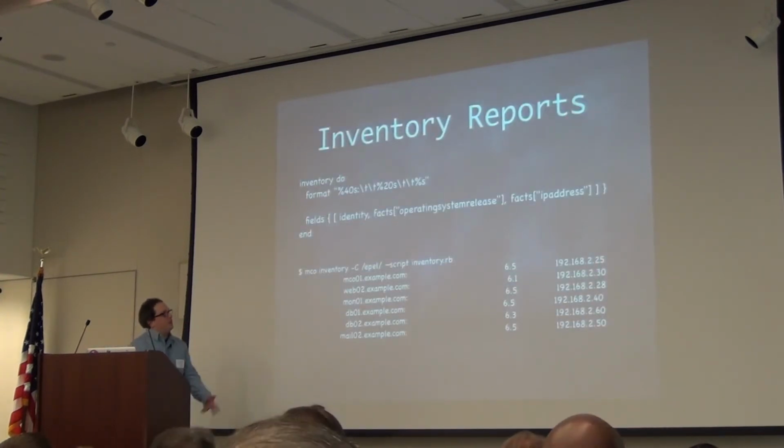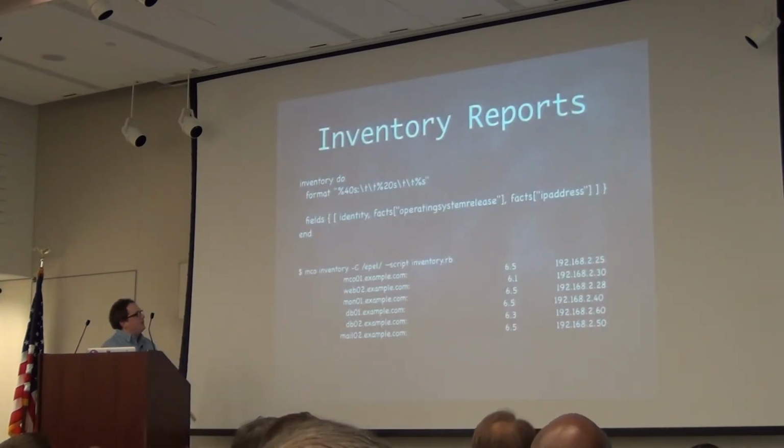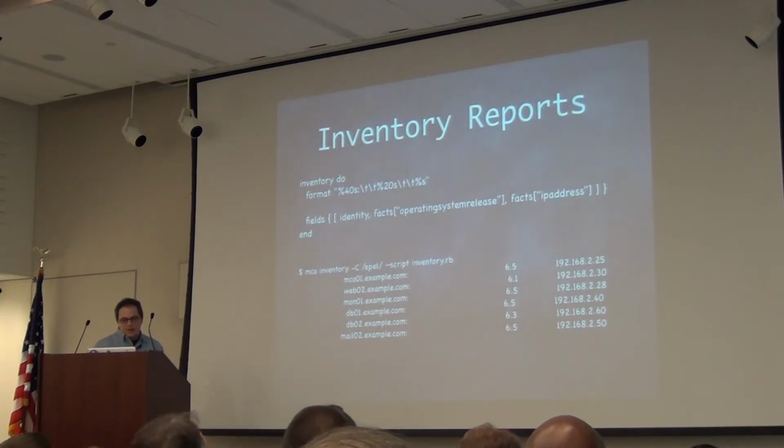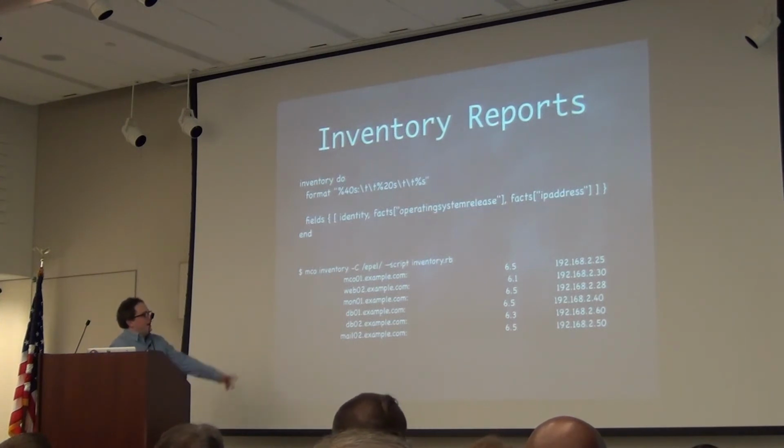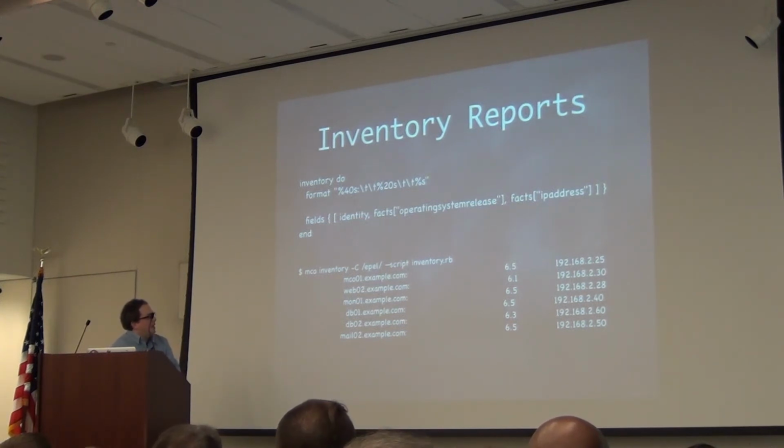So here's an example of doing an inventory report. You can feed a dash script command to MCollective, and you can use this little inventory script that's available just to pull out some of your facts so you can get some example inventory out of your machines. So this just looks for anything that has the equal class applied, and I want to know what the IP address, operating system version, and host names are.